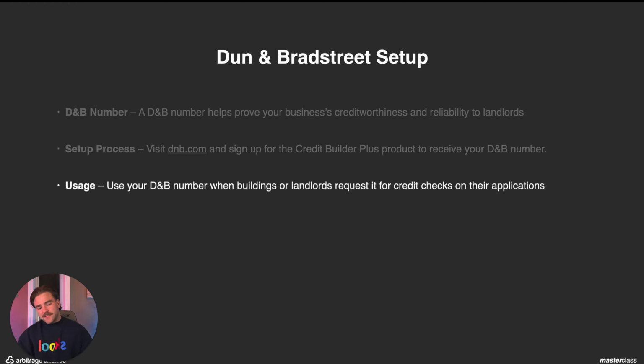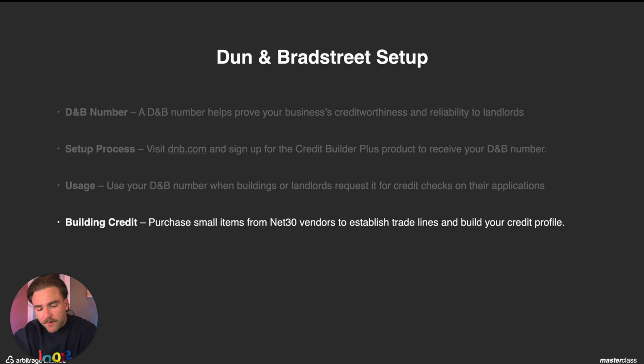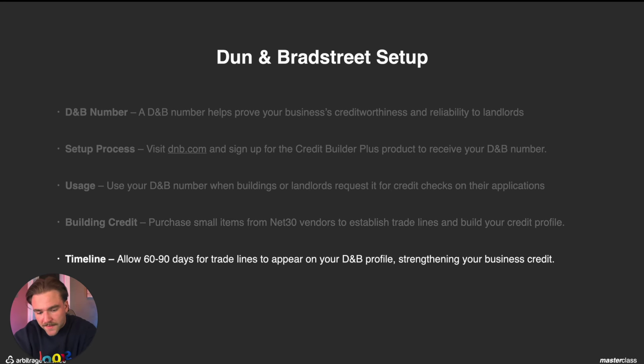Like I was saying, you actually use this for the applications itself, right? Especially for bigger property management companies. They're going to have a set way that they do corporate leases. And they're going to send you the applications. And then you just have to make sure that you have your DUNS number, your EIN. You have some credit on there, which I'll show you how to do in a second. And that's how you actually get approved, right? And building credit, like I just said, we'll go over that in a second, the fastest ways that I know to bring up business credit. And then the timeline, yes, it takes about 60 to 90 days for new credit inquiries to actually show up on your Dun & Bradstreet number.